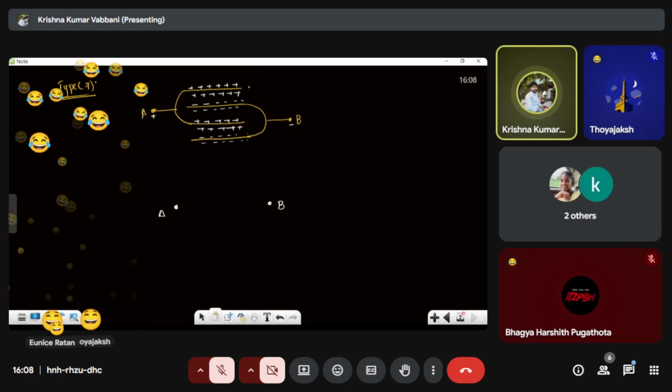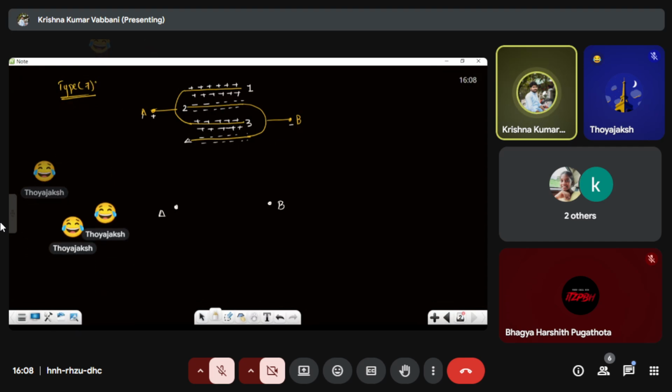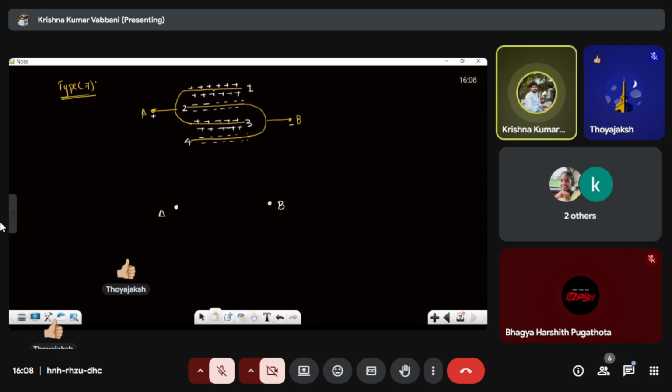Okay, so we have to take plate 1, plate 2, plate 3, and plate 4. If you take plate 1, plate 1 is attached to A, and opposite plate 2 is attached to B. Plate 2 is attached to B, and plate 3 is opposite to plate 2. This plate 3 is attached to A.